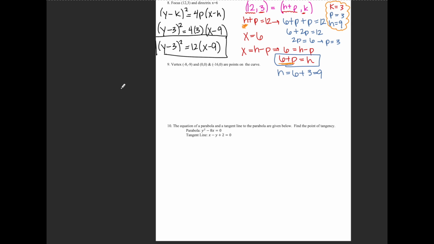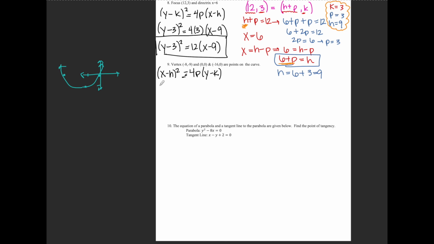Number 9, I'm given the vertex, (-8, -9), and 2 points on the parabola, so (0, 0) and (-16, 0). It's going to be helpful here to sketch this one as well so I have a better idea of what shape this is taking, so I know if I need an (x minus h) squared or a (y minus k) squared parabola. So I'm just going to roughly sketch this. So if I have (-8, -9) as my vertex, and then 2 points on my parabola are (0, 0) and (-16, 0), I can see that this parabola has to open upwards, which means that it's an (x minus h) squared parabola. So this parabola has to fit the form (x minus h) squared equals 4p times (y minus k).